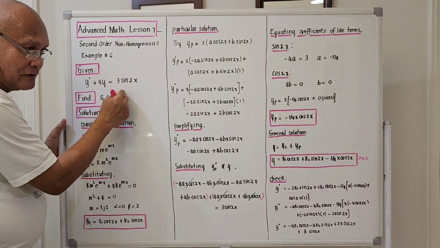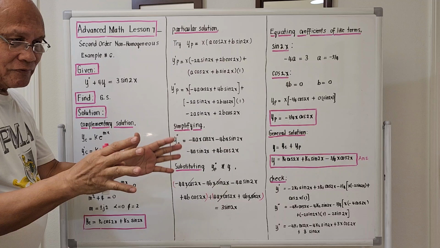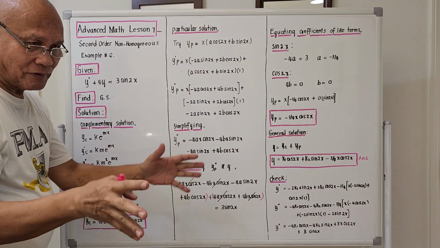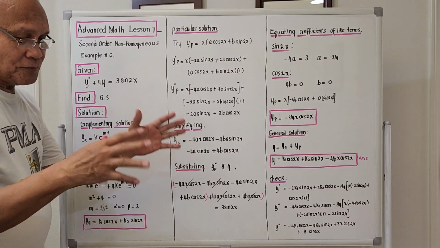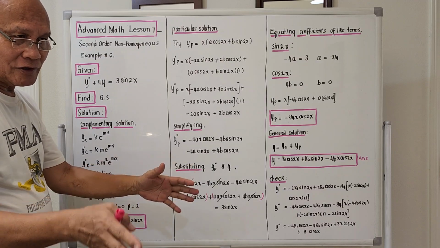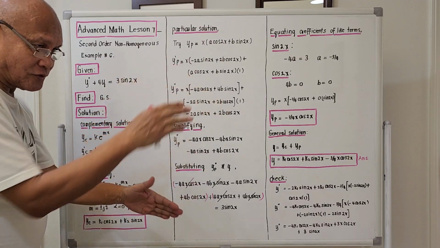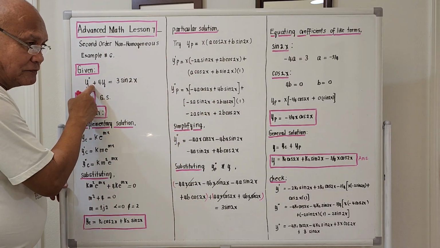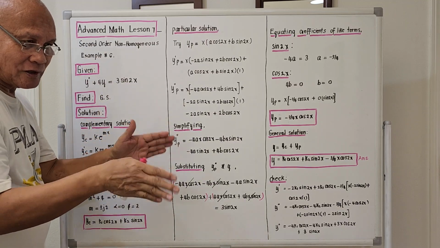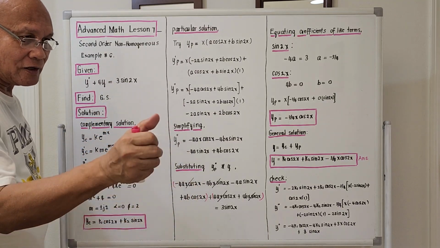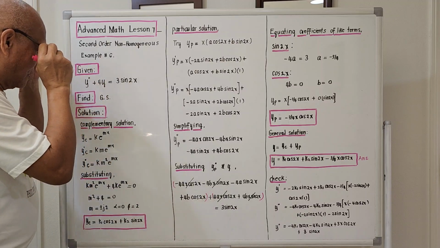Same right-hand side. Let us try to see the variation on the solution of the so-called particular solution. Because for sure, the particular solution will be different from the previous one. If this is negative, the particular solution will be different. Okay, let's proceed with the solution.